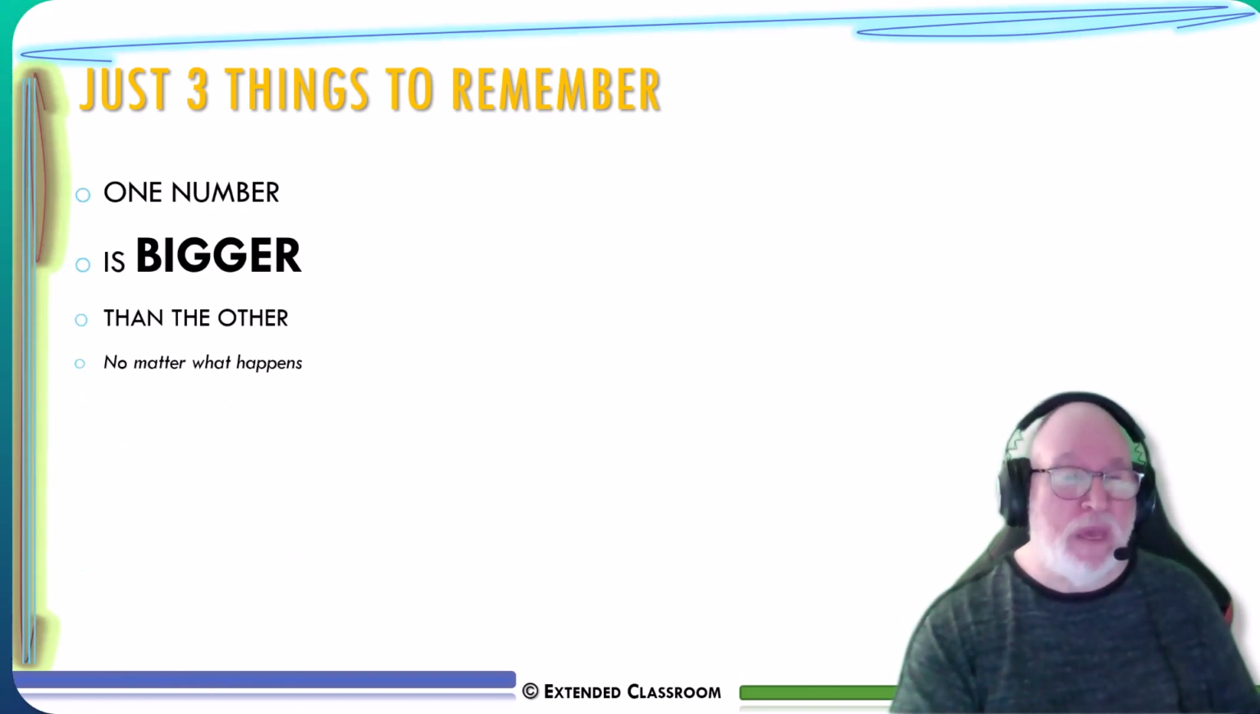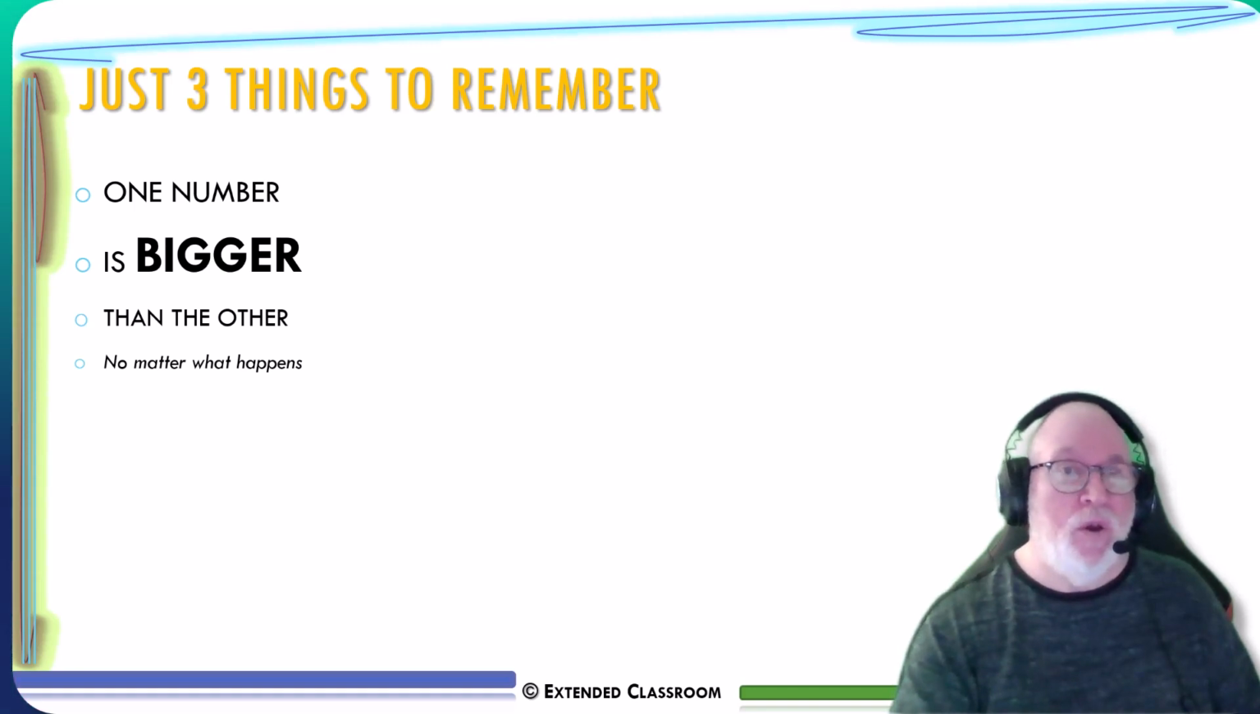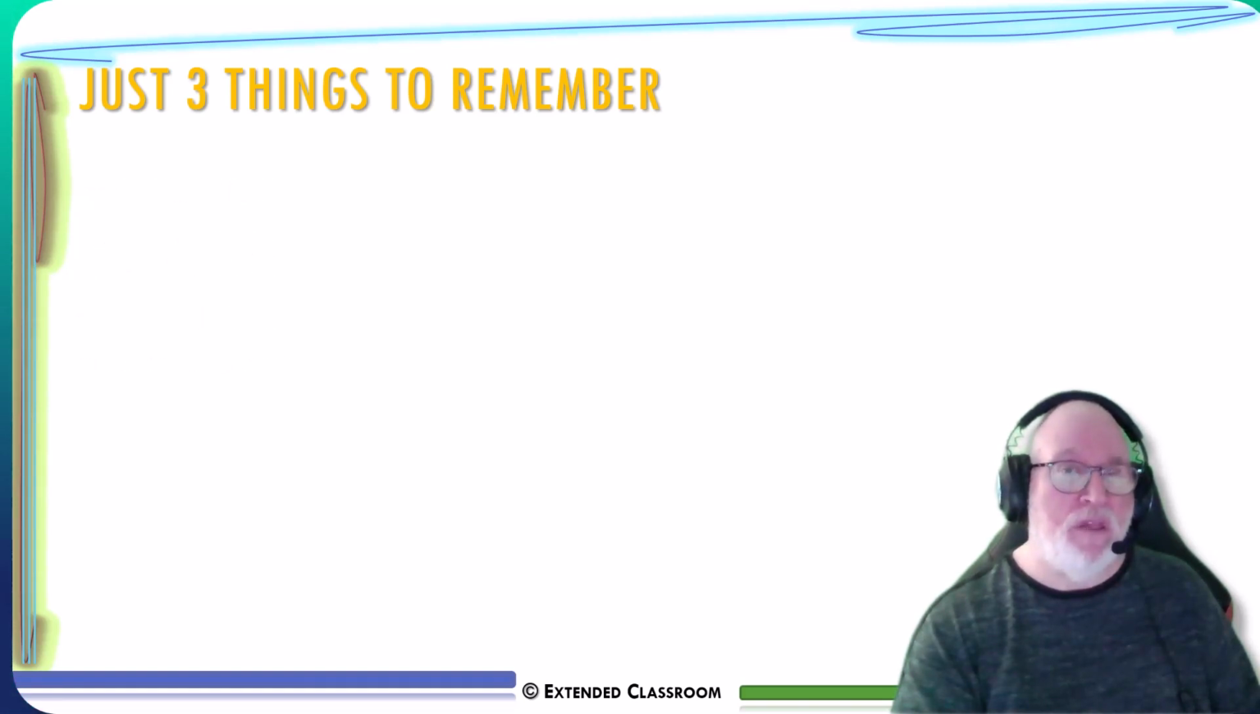One number is bigger than the other when it comes to converting. So when you've got a conversion rate, a rate of exchange, for example, for foreign currency exchange, one number is bigger than the other no matter what happens and no matter which direction you go. It's always got to be that case. So you can always work it out and make sure one number is bigger than the other.